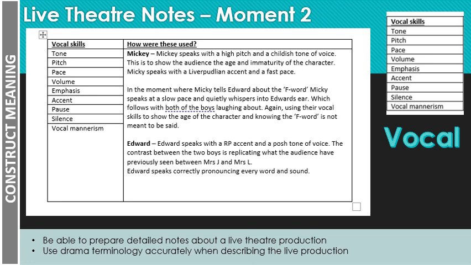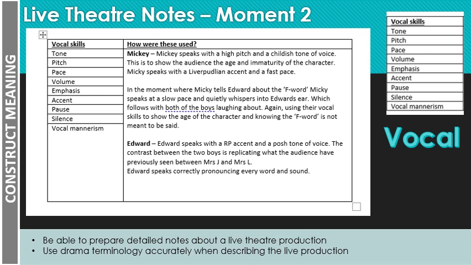So Mickey speaks with a high pitch and a childish tone of voice. This is to show the audience the age and immaturity of the character. Mickey speaks with a Liverpudlian accent and a fast pace. In the moment where Mickey tells Edward about the F word, Mickey speaks at a slow pace and quietly whispers into Edward's ear what it is. Which follows with both the boys laughing about it.